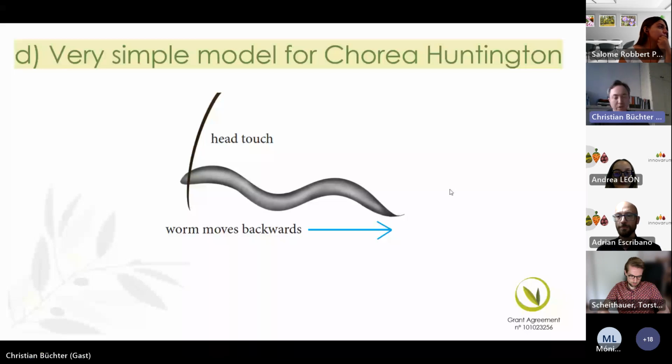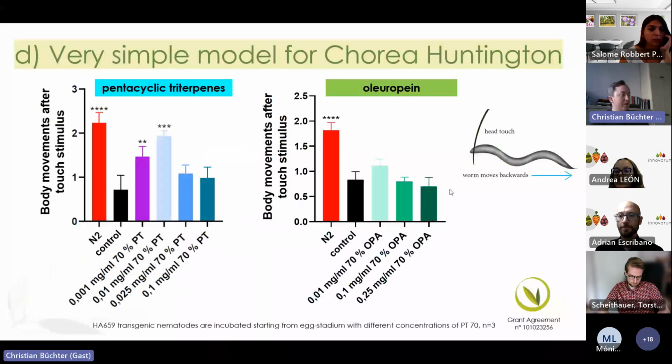Normally, when you touch the head of C. elegans, it wants to move backwards, and this backward movement is countable. And here we also found that the extract containing pentacyclic triterpenes rescued the touch sensitivity of these animals.